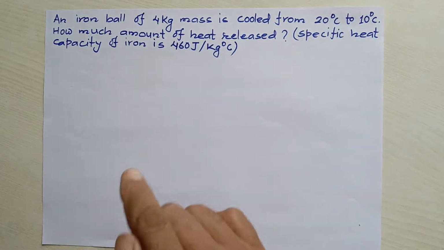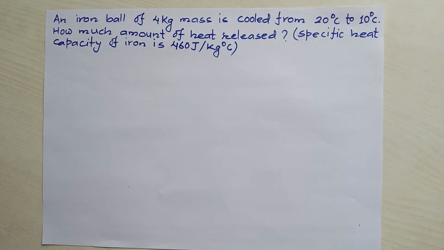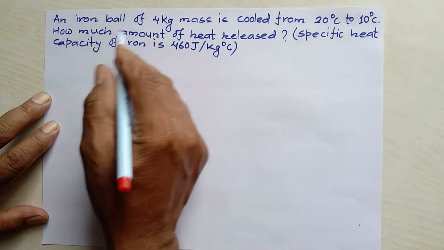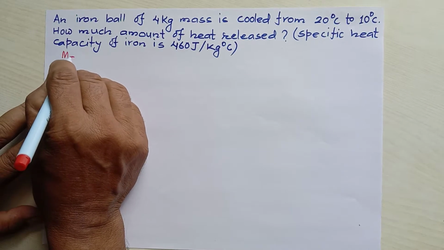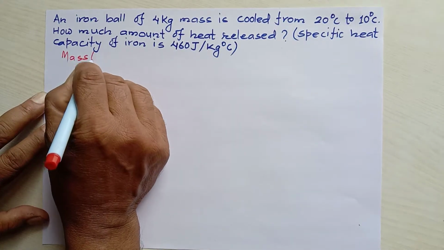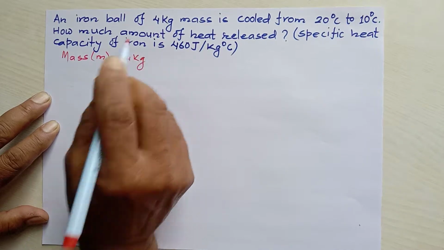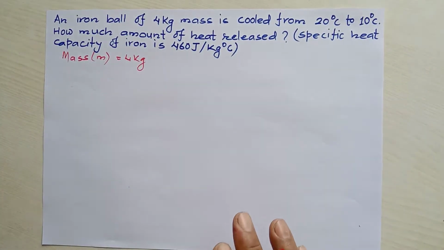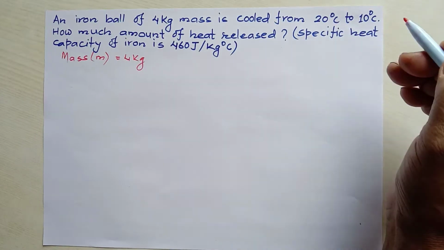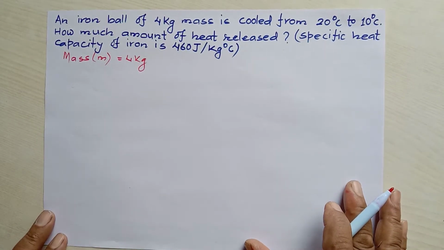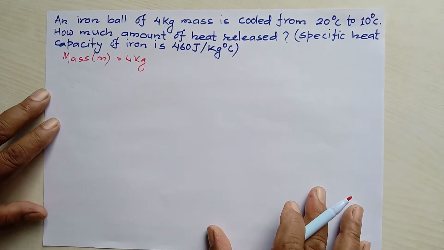Before solving the numerical problem, it will be better to write the information given in the problem. What is given first? Mass is given and its symbol is m. This is 4 kilogram, and then there are two temperatures. One is 20 degrees Celsius, another is 10 degrees Celsius, and 20 degrees Celsius is the initial temperature.